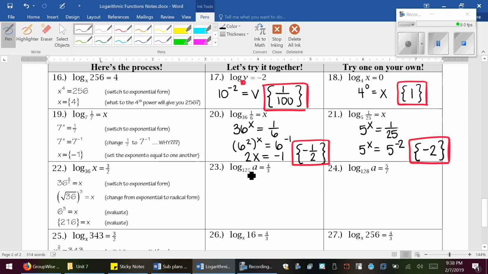Log base 125 of a is equal to 4/3. Switch it to exponential form. We can evaluate the left side here, but this is based off of what we learned last chapter. The 3 in the denominator of the exponent is the root, or the index, so the third root of 125. The numerator is your exponent. The third root of 125 is 5. 5 to the 4th power is 625.